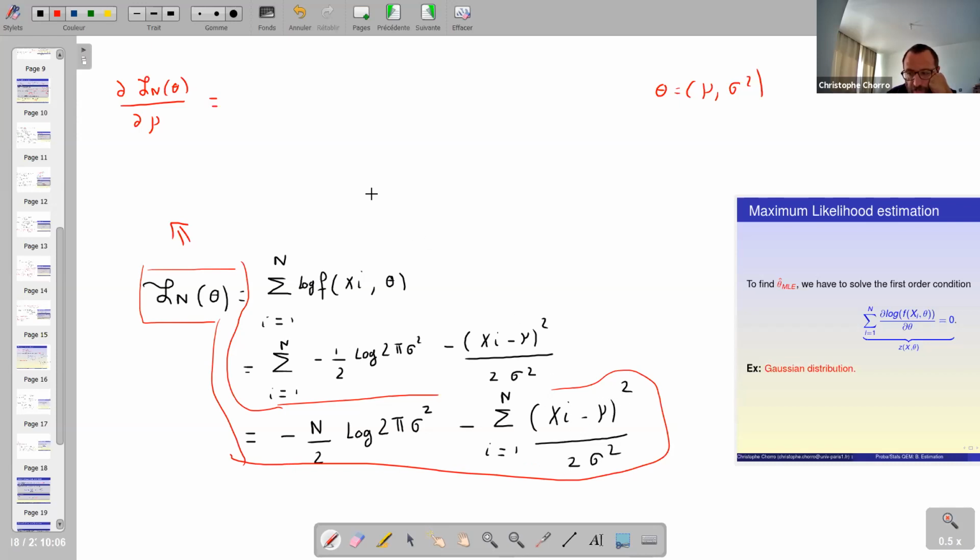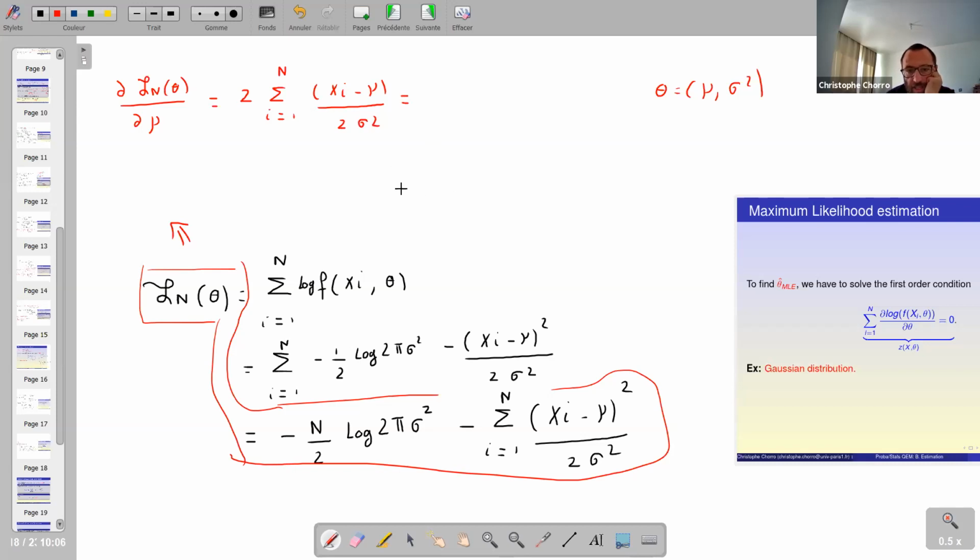And if I do this, I obtain 2 times the term that comes from the derivative of the square here, the sum from i equal to 1 to n of (x_i minus mu) over 2 sigma squared.